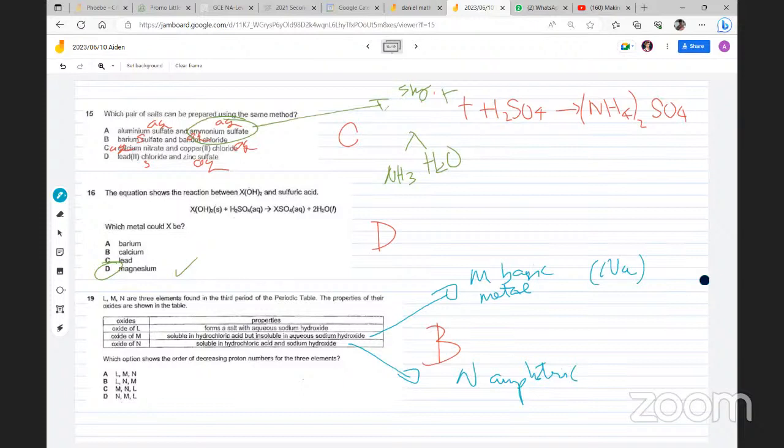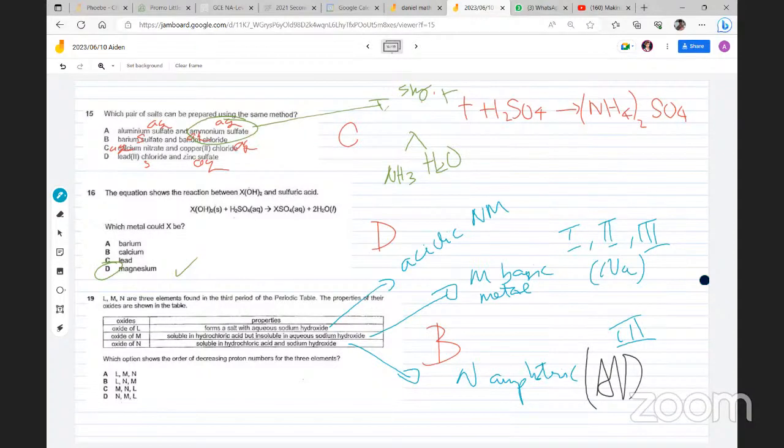Oh, and L will be the acidic oxide, which means it's a non-metal. Why? Because it reacts with basic. So this one is aluminium. Aluminium, zinc, and lead, which doesn't help us a lot. But if we want to guess, that means this is aluminium, group 3. Group 3. So basic metal means group 1 to 3, kind of. This is group 3, kind of, considering aluminium, and acidic will be the biggest group. That means the highest proton will be L, which is your answer.